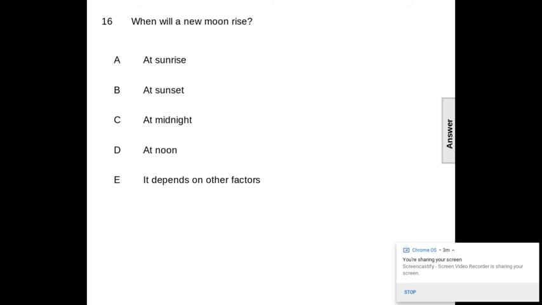When will the new moon set? At sunrise, at sunset, at midnight, at noon, or it depends on other factors. Make sure you're on question 17. The answer is B, at sunset. When will the full moon set? At sunrise, at sunset, at midnight, at noon, or it depends. And it's going to set at sunrise. So basically the moon sets at sunrise and rises at sunset.